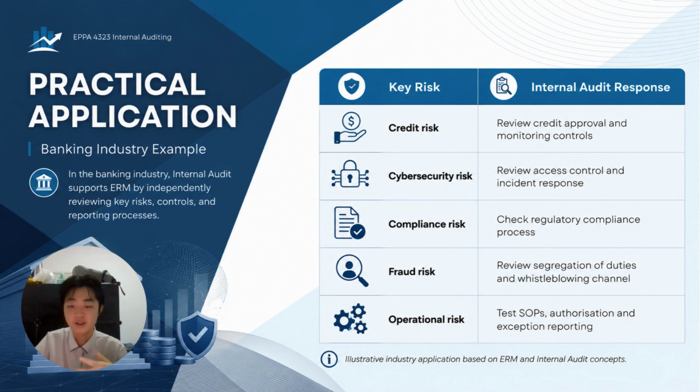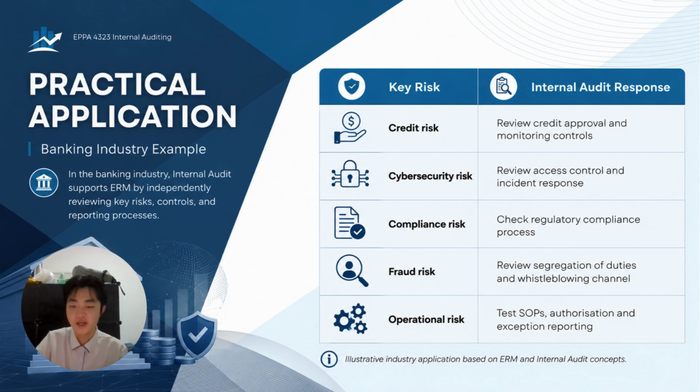To make this idea clear, we use the banking industry as an example. The bank faces many important risks, but the role of internal audit is not to manage its risks directly. Instead, internal audit checks whether the controls and the reporting procedures are working well. For credit risk, the internal audit does not approve loans. The loan approval is management's responsibility. The internal audit reviews whether the credit approval and the monitoring controls are proper.